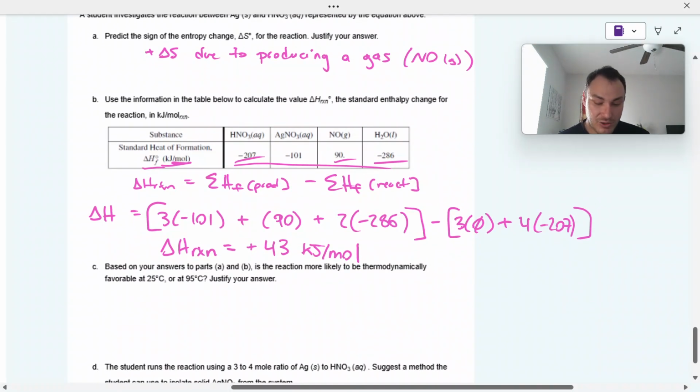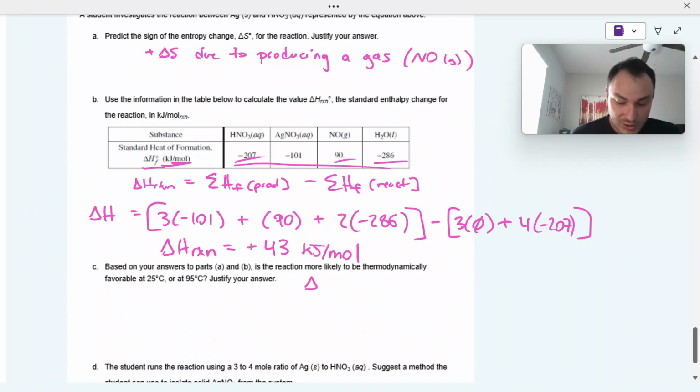Based on your answers to part A and B, is the reaction more likely to be favorable at 25 degrees Celsius or 95 degrees Celsius? So if we look at this equation, delta G equals delta H minus T delta S, we've used this equation a lot in the course of this entire exam, including the multiple choice. That checks out. This is a pretty important equation for this unit.